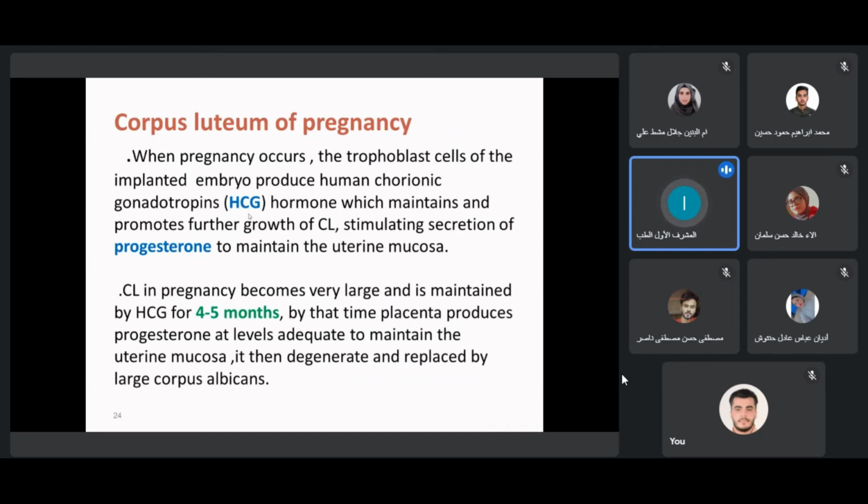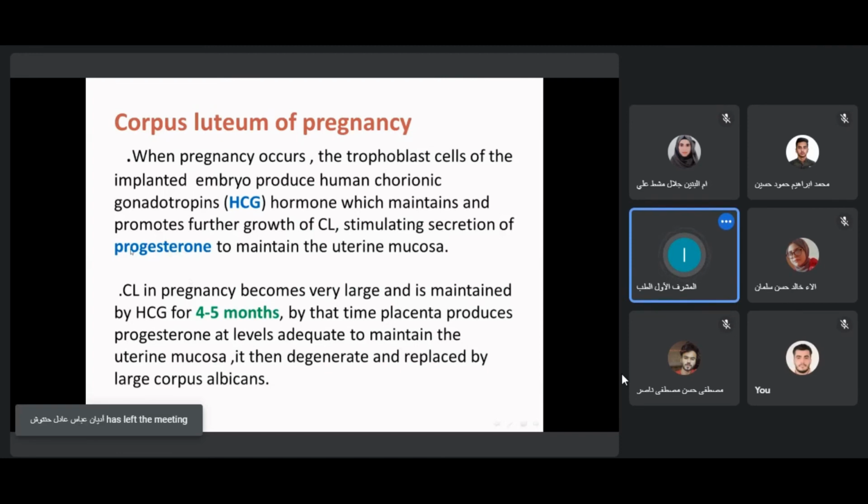This is important during the pregnancy because the progesterone is important to maintain the lining of the uterus from being shed, to keep the embryo implanted in the uterus. Because if there is a drop or reduction in the progesterone production, there will be sloughing and loss of the lining of the uterus along with the implanted embryo. This production of HCG by the developing embryo will last for up to 4 to 5 months.